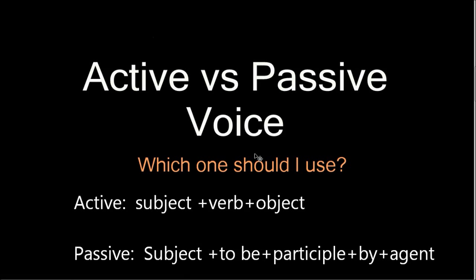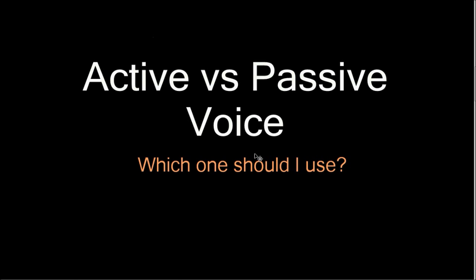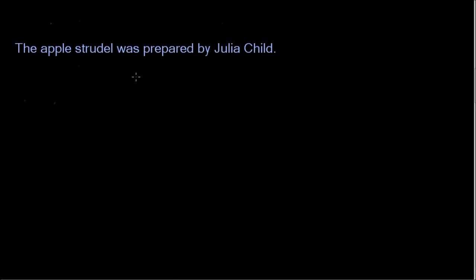Active versus passive voice. Which one do we use? Well, in active voice, we have a subject which is doing the action, and in passive voice, something is being done to the subject. So what do we have here?